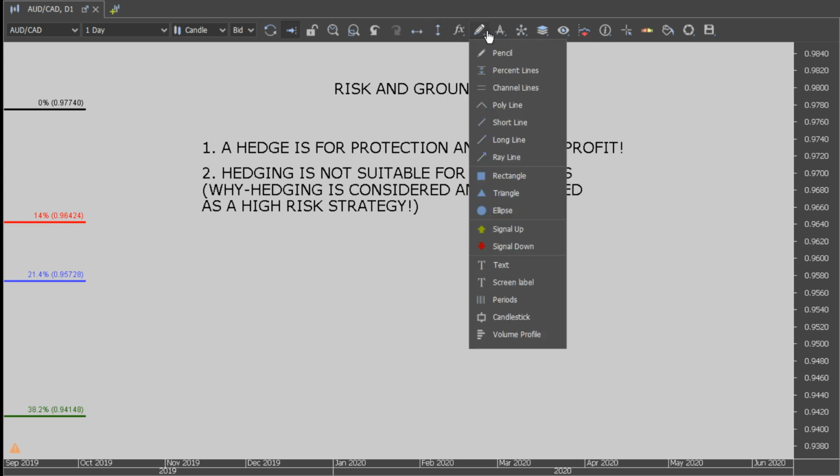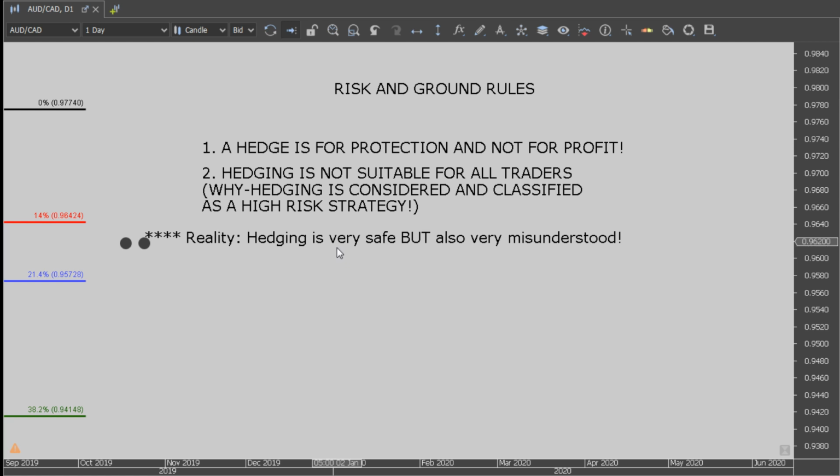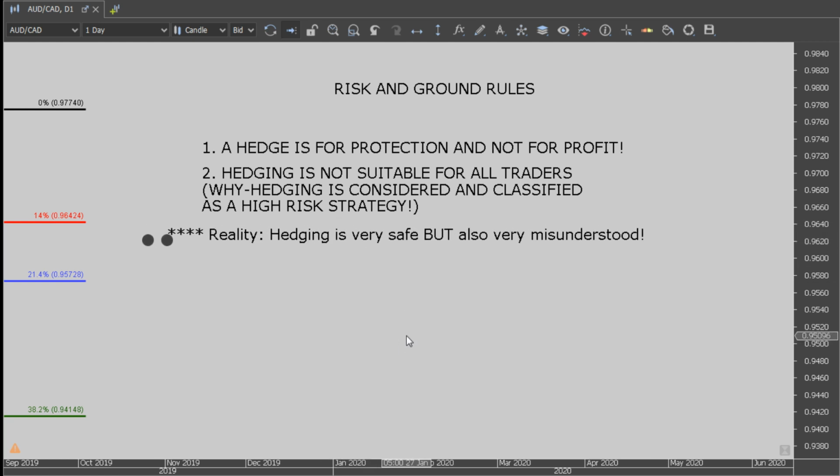Now we are going to write down something a little bit different. Let's put 4 stars, and in reality, this is the reality. Hedging is very safe, but also very misunderstood, and this is why it's classified as high risk. Because it's very misunderstood, it's not suitable for all traders, not even professionals.